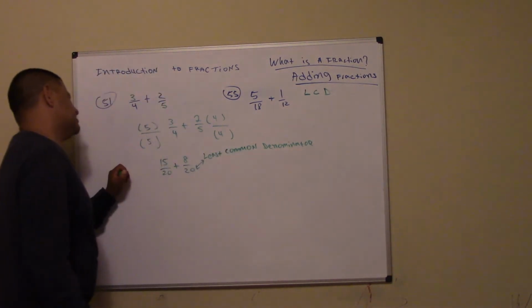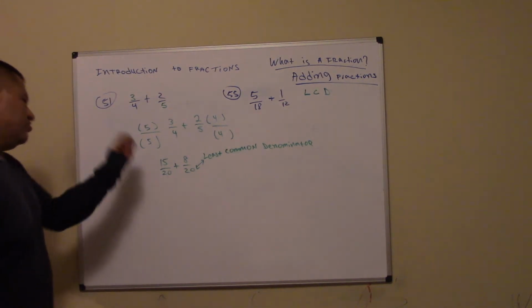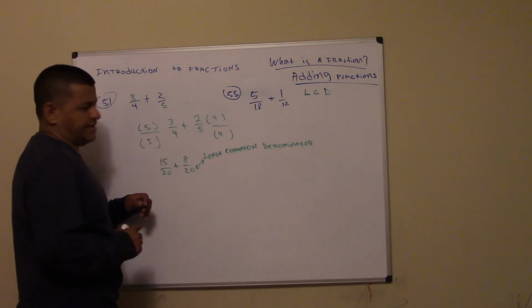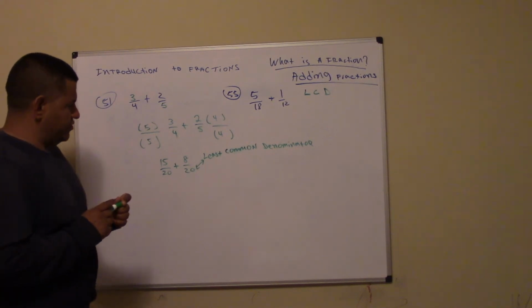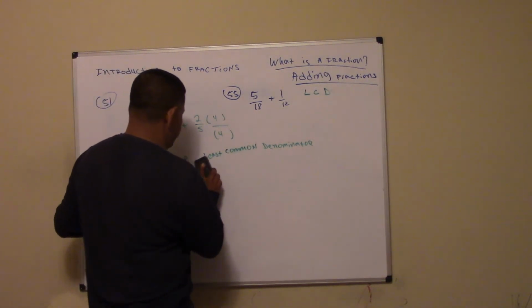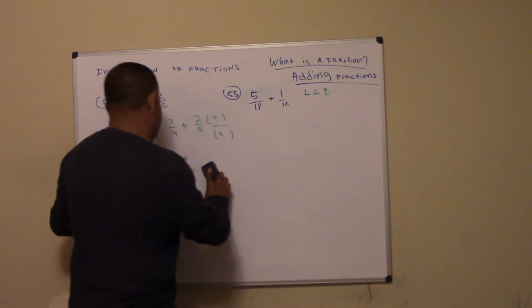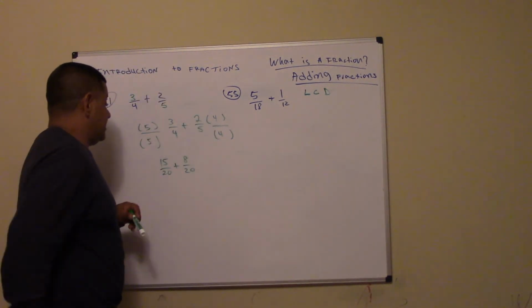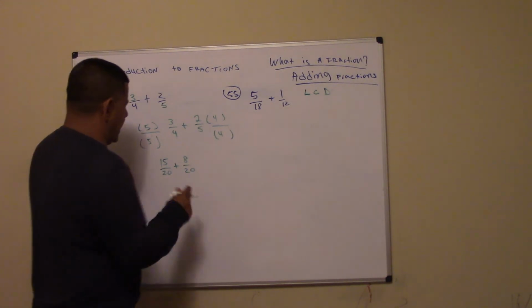Okay, so that's it. Now this is partially done, right? So now we found the least common denominator, which is 20. Now, let's add them up.